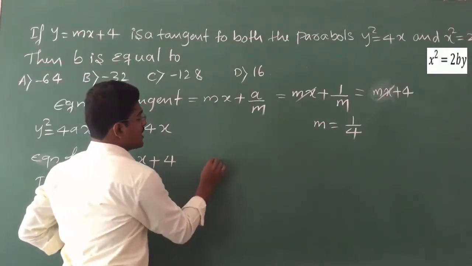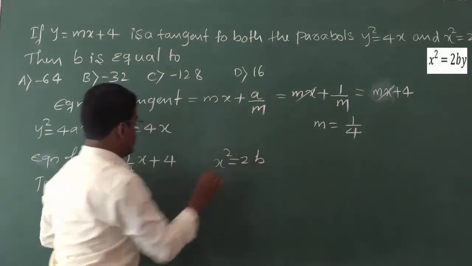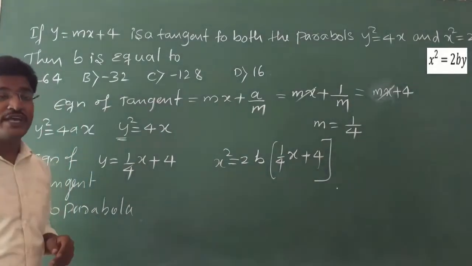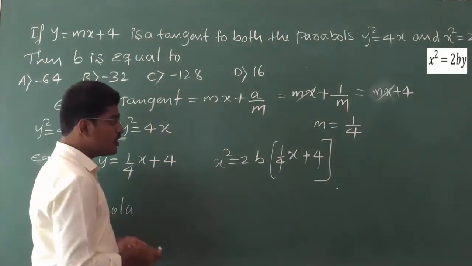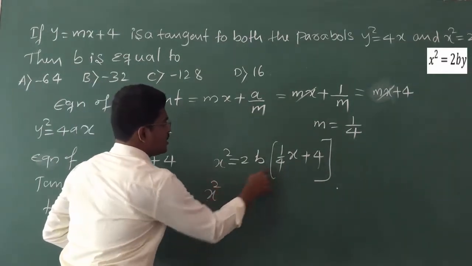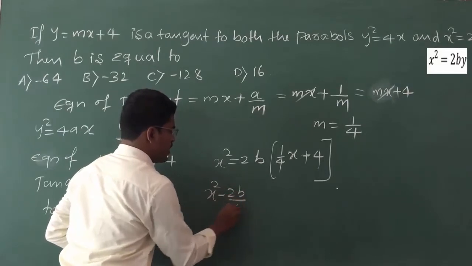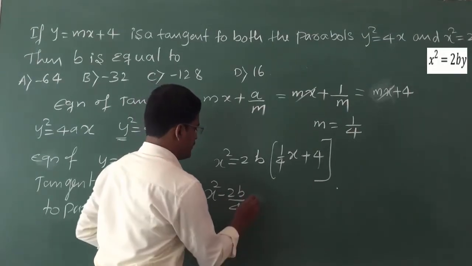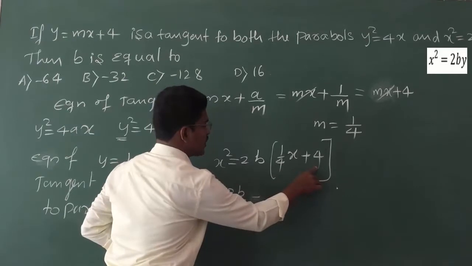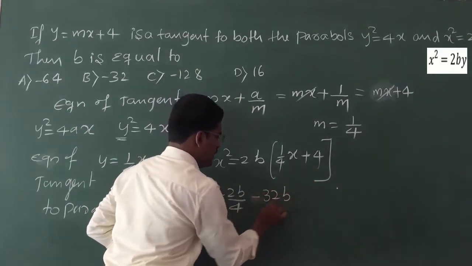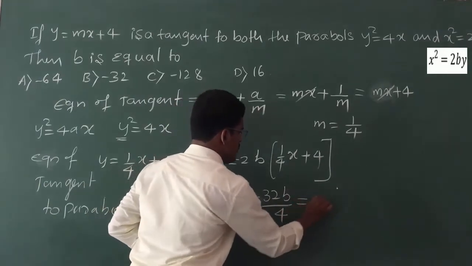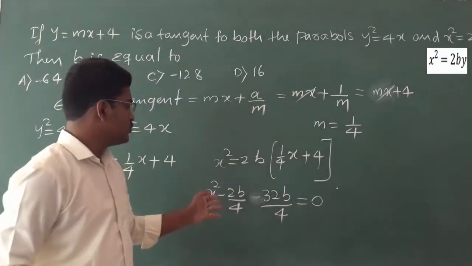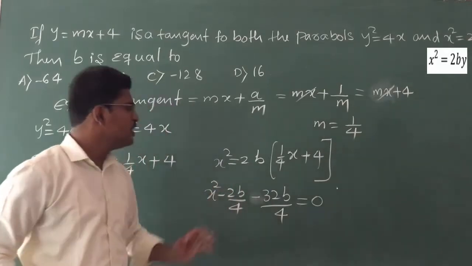So for that reason, I will write it as x square equal to 2b, y term is 1 by 4x plus 4. If I simplify this equation, that is x square, you multiply these two, it will be minus 2b by 4x. If I again multiply these two, it will be minus 2 into 4, 8 into 4, 32b divided by 4 equal to 0. Because here LCM will be 4. 4 into 4 will be 16, 16 into 2 will be 32, 32b, minus 32b by 4, this is minus 2bx by 4 equal to 0.